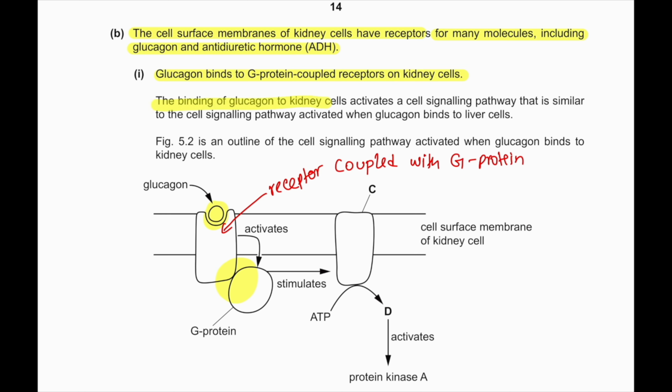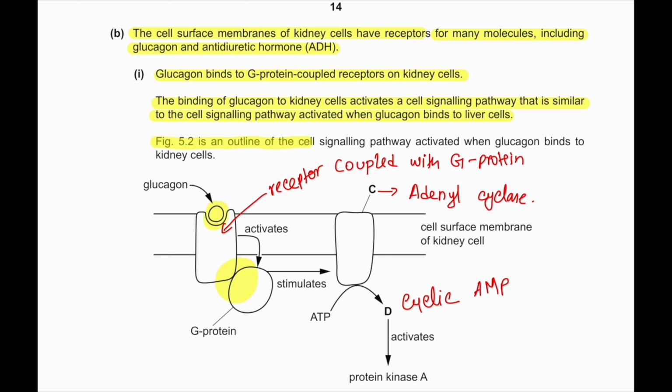The binding of the glucagon to kidney cells activates a cell signaling pathway that is similar to the cell signaling pathway activated when glucagon binds to liver cells. So as we can see, glucagon binding to the receptor coupled with G protein activates the G protein, and this G protein then stimulates an enzyme, which turns ATP into molecule D, which is cyclic AMP. So C is adenyl cyclase and D is cyclic AMP.